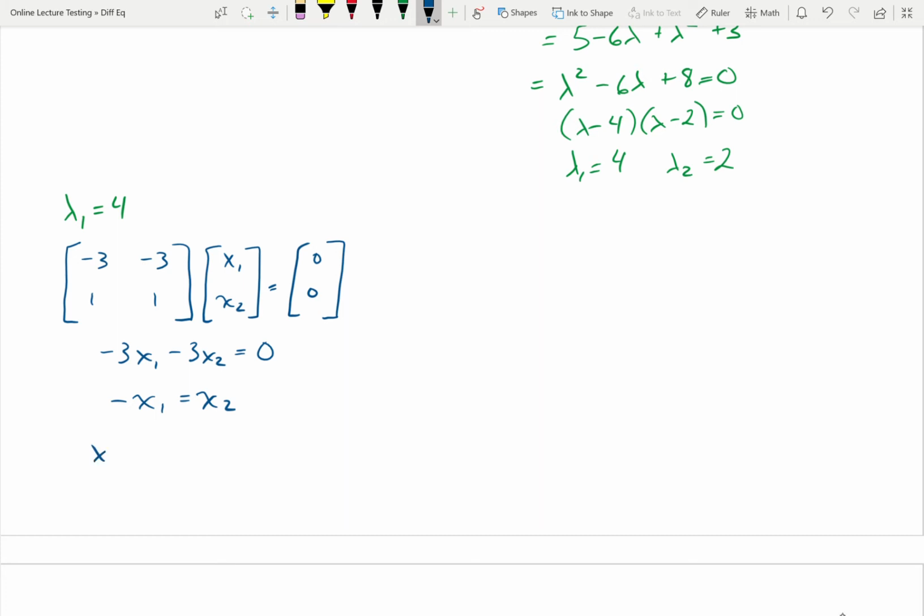So I'm going to let x2 be equal to 1, so therefore x1 has to be equal to negative 1. So again, let x2 equal positive 1.